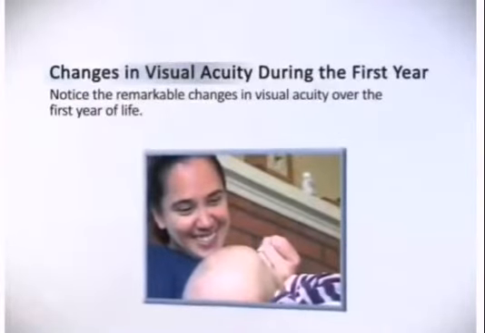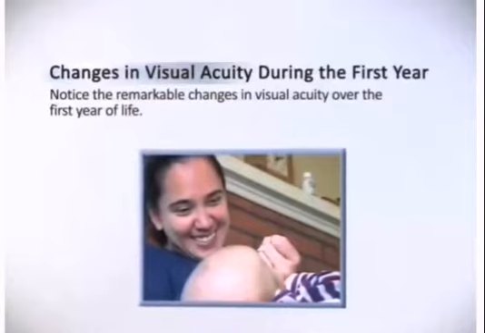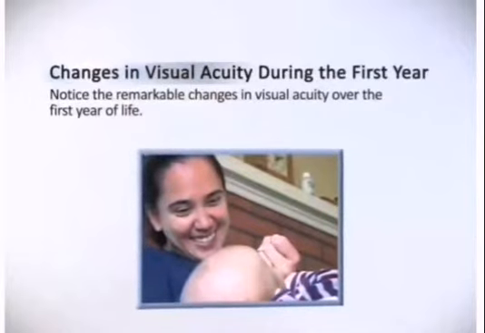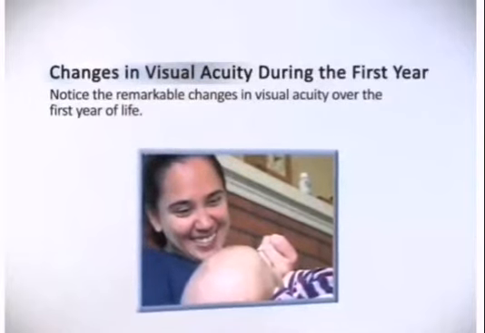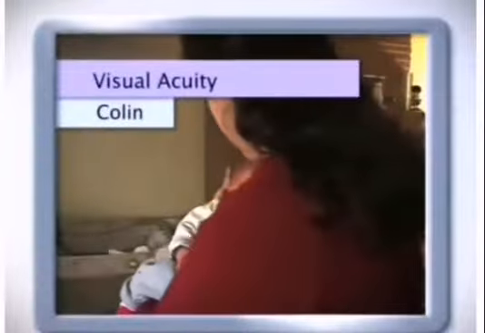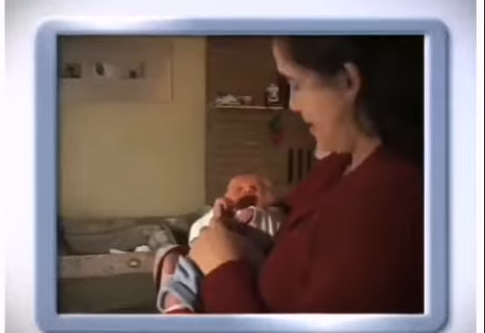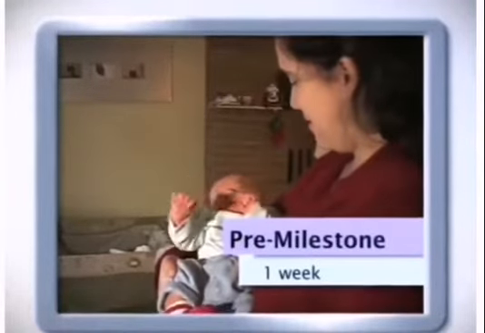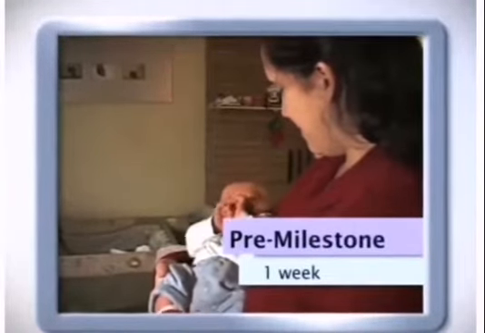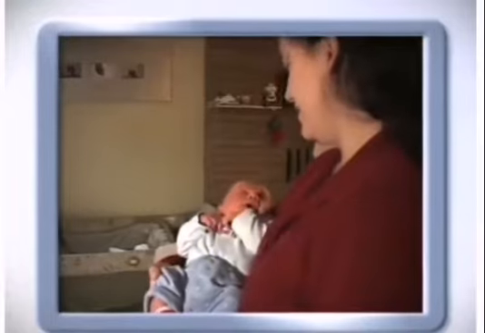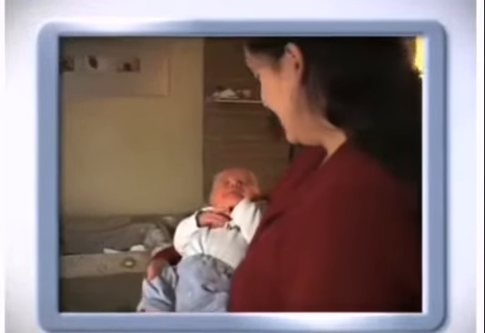Changes in visual acuity during the first year. Notice the remarkable changes in visual acuity over the first year of life. Visual acuity with Colin. When an infant is born, the nerves, muscles, and the lens of the eye are not yet fully formed. As a result, infants cannot see as well as adults.